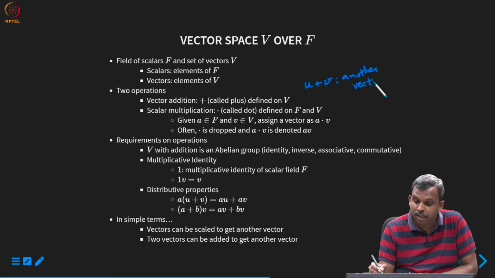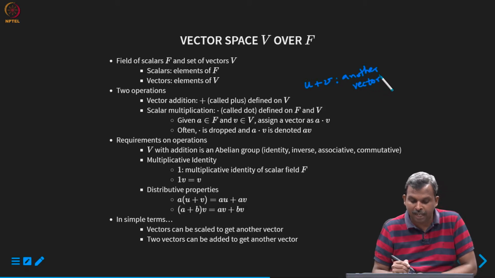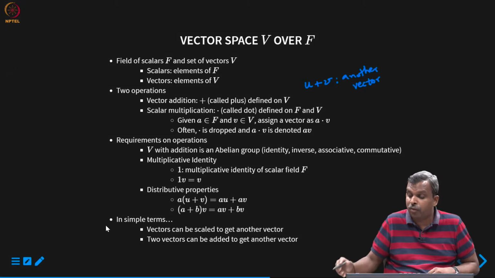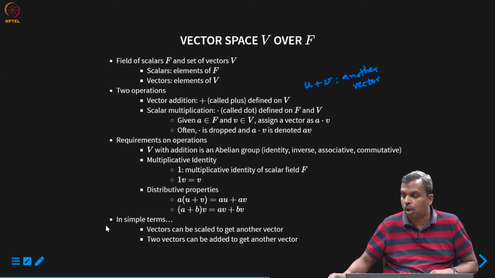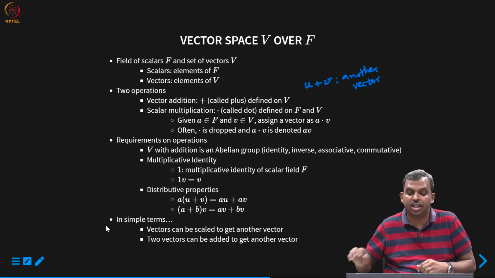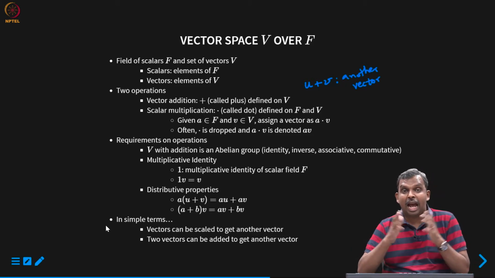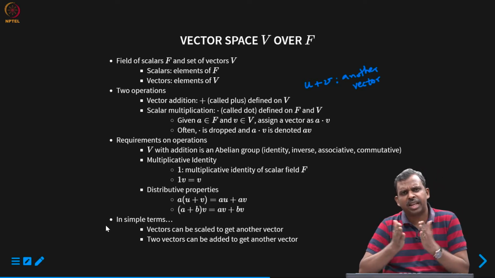And when I want to define a vector space, or when I want to claim that something is a vector space, I have to clearly define what this plus operation is. Okay. So, that is the vector addition. So, I have to be able to add two vectors, in whatever way I specify.